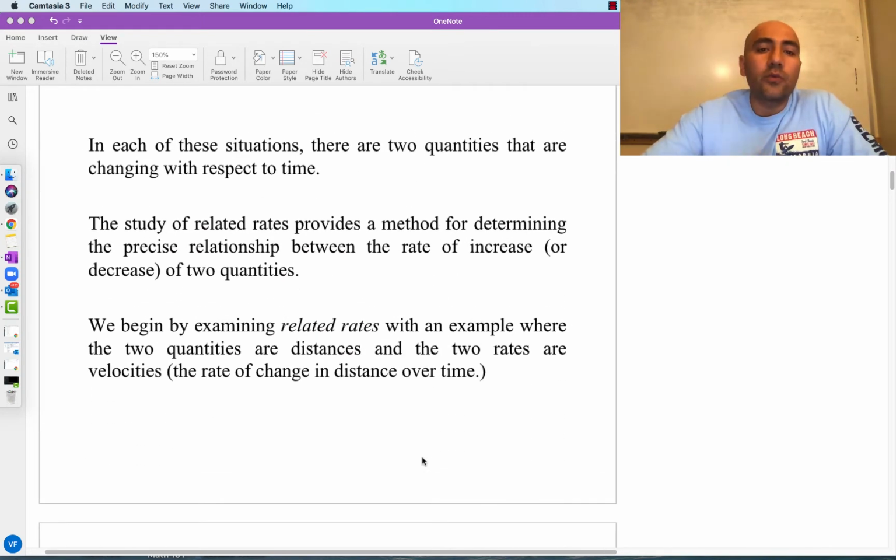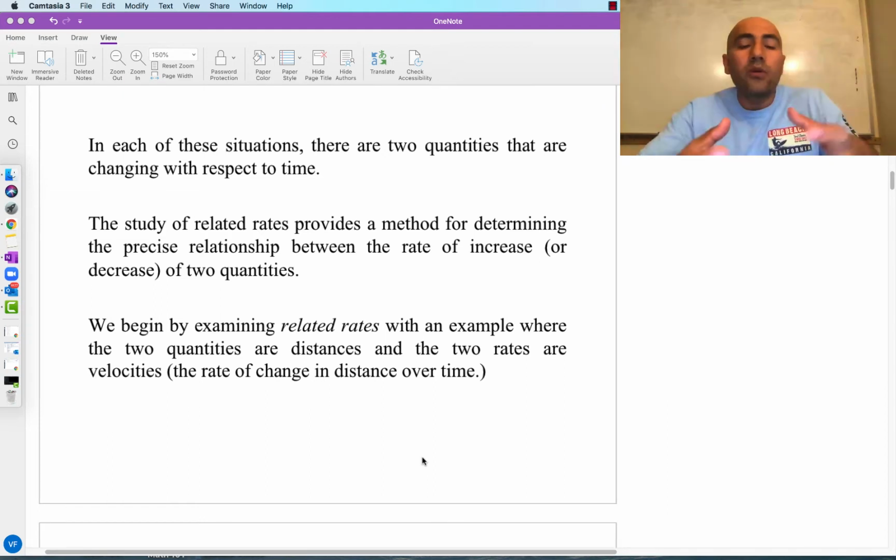So in each of these situations, there are two quantities that are changing with respect to time. The study of related rates provides a method for determining the precise relationship between the rate of increase or decrease of two quantities. Okay, so in every one of the cases we're going to look at, we're going to have a quantity that we want to examine.